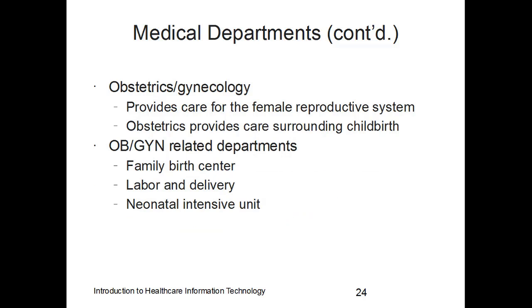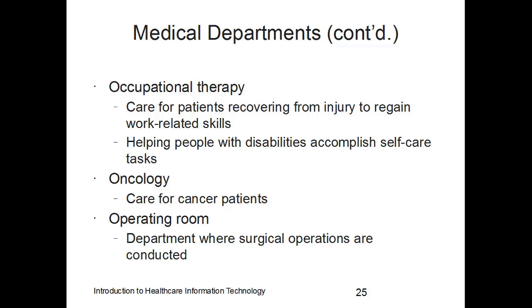OBGYN, obstetrics and gynecology, this will provide care for the female reproductive system. And obstetrics focuses on the care surrounding childbirth. And some OBGYN related departments include a family birth center, labor and delivery, and the neonatal intensive unit. The OT, occupational therapy, this will care for patients recovering from injury to help regain work-related skill. They also will help people with disabilities accomplish self-care tasks.